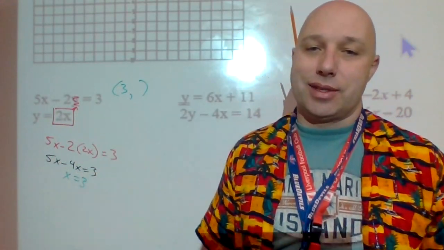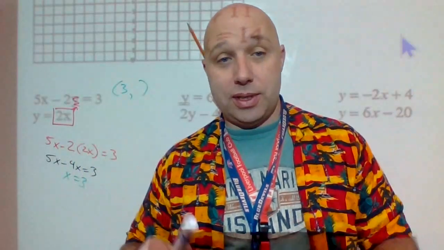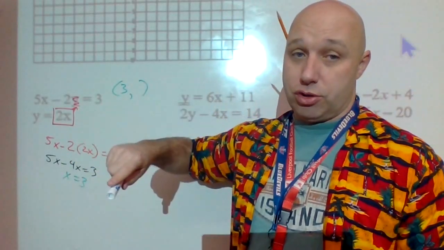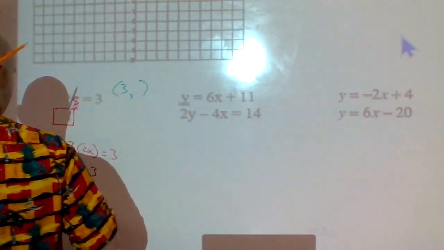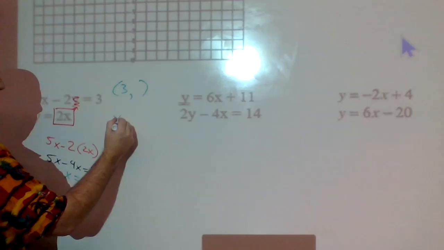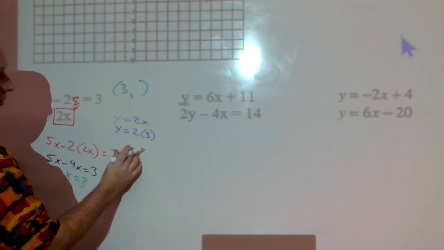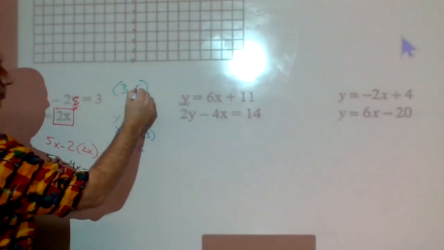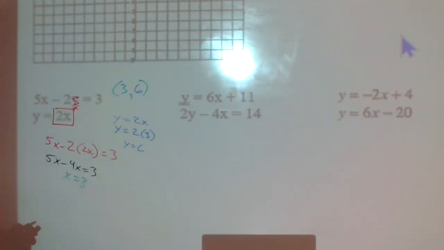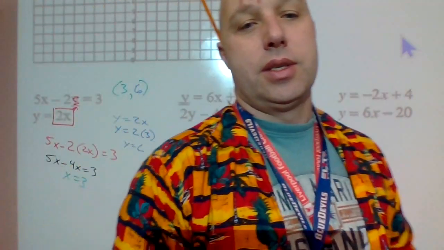Obviously, well, not obviously, I'm sorry. You can probably tell that the bottom one is going to be a little more straightforward. So we're going to take this 3 and plug it in for x. So y equals 2x becomes y equals 2 times 3, and 2 times 3 is 6. So those two equations would cross at the point (3, 6).